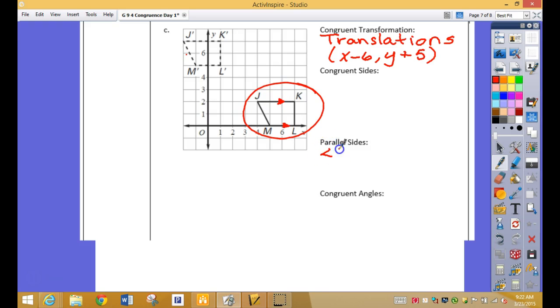So if I know side JK is parallel to ML, what else do I know? What else is parallel then? J prime K prime is parallel to M prime L prime. And then you would list all the appropriate angles like we did in the other ones. Okay?